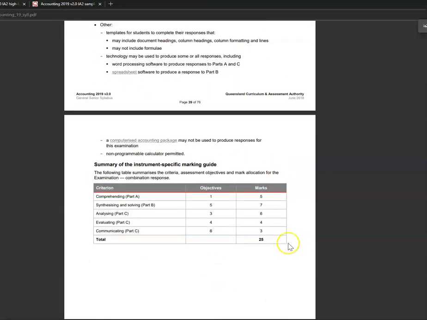And here you can see the breakup of the marks. Part A is worth 5 marks, Part B is worth 7, and Part C is worth 13 marks, between analysing, evaluating and communicating.